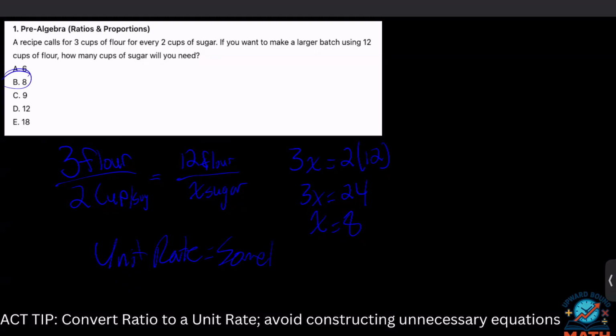A unit rate is something per one. In that regard, you would do 3 divided by 2 to get 1.5 cups of flour for every 1 cup of sugar. And since you have that, you could do 1.5 times 12, and you'd get your answer there.